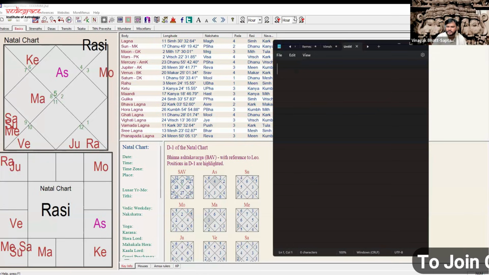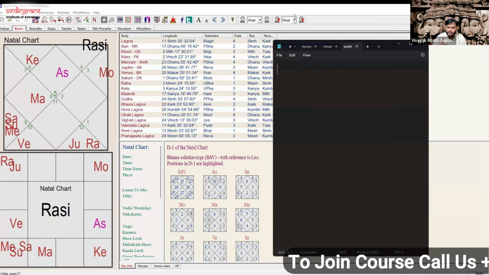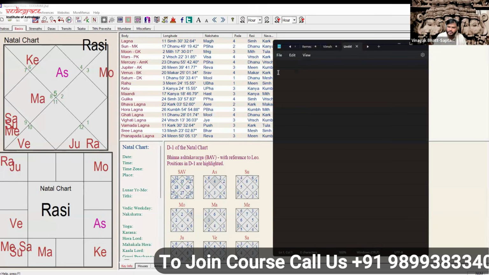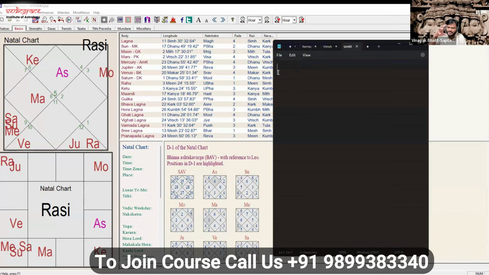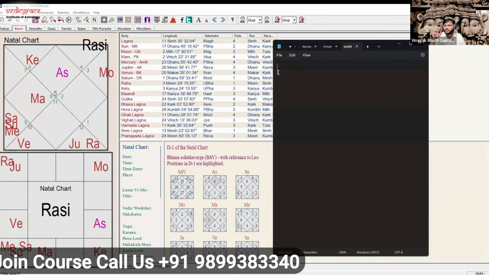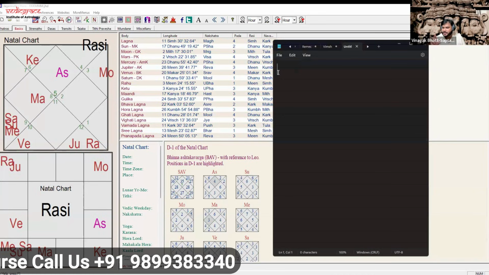So now understand this last point, a very important one. First, when we read this Parashari Jyotish, or we call it Vedic Jyotish, complete Vedic Jyotish.